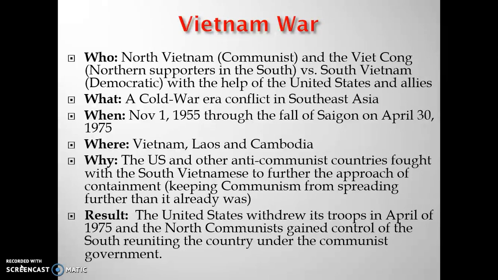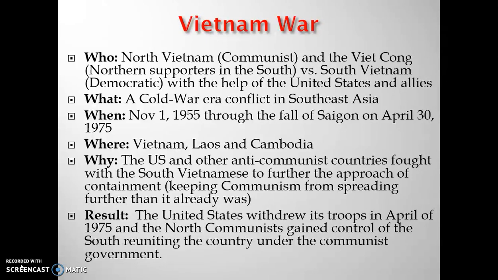This was a Cold War era conflict in Southeast Asia, which again was a shatter belt region between Communist Russia and the Democratic West. This was from November 1st, 1955 through the fall of Saigon on April 30th, 1975. Hand-to-hand combat really lasted about 10 years. This was in Vietnam, but spilled over into Laos and Cambodia. The reason it developed was that the United States and other anti-communist countries fought with the South Vietnamese to further the approach of containment.